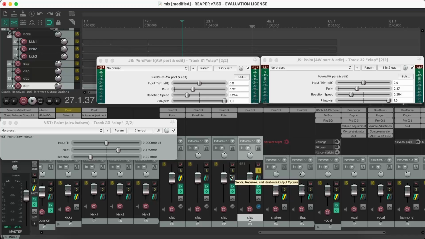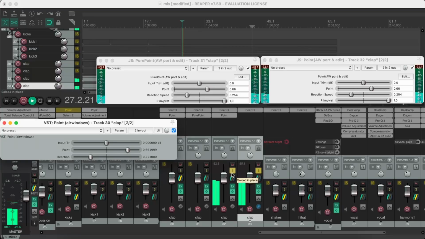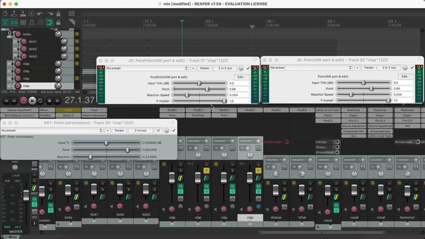And we can use polar invert to listen to what it has done. And this is Pure Point. And this is Airwindows Point.